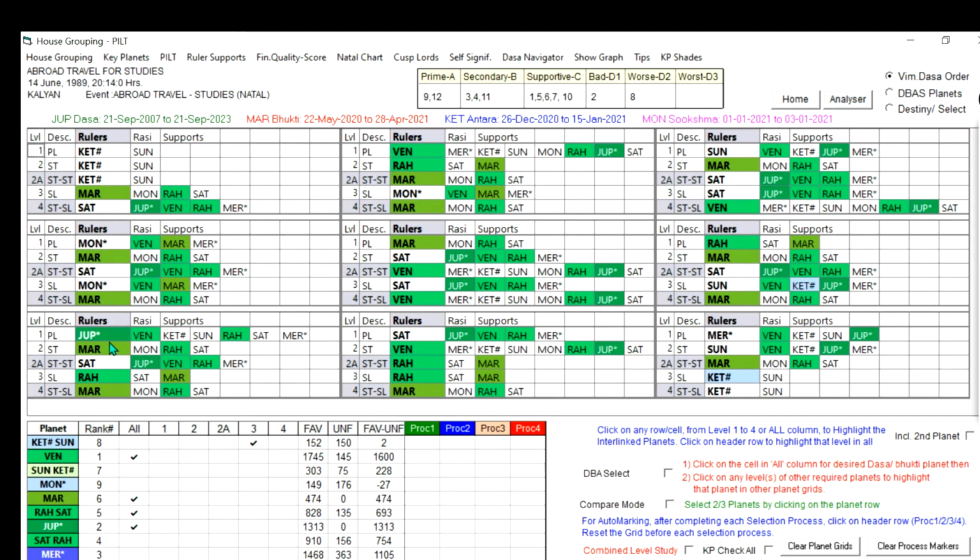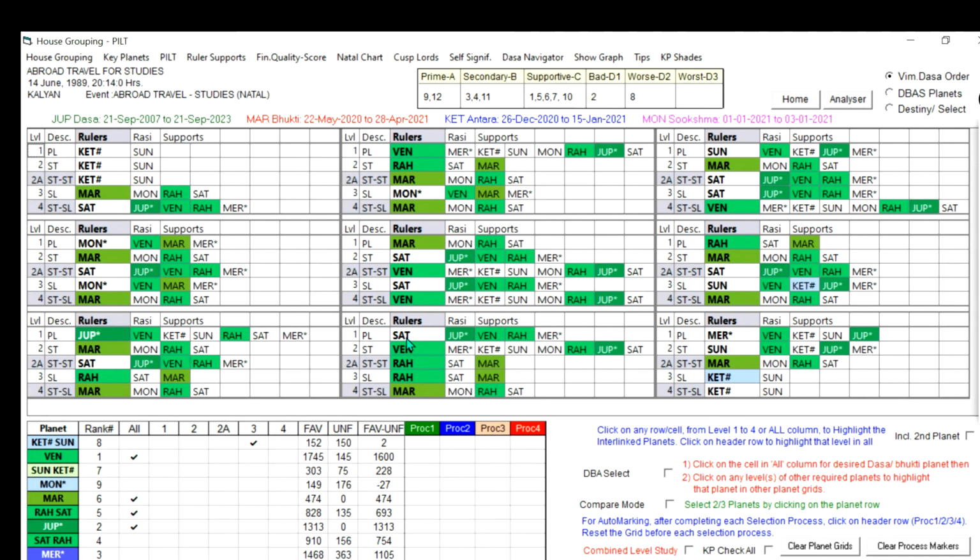You can see in Jupiter the Mahadasa, check the rulers. Jupiter is in the star of Mars, the 2 level is Saturn, and the sublord is Rahu and Mars. You can see Mars is repeated two times, and Mars is a significator, but not a very strong significator. But Rahu is a very good significator. And Jupiter is also a good significator, but Jupiter is not playing as a sublord for any level. But wherever Jupiter comes in the support, they will support.